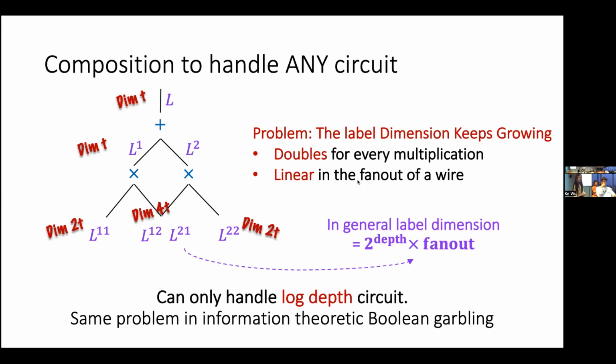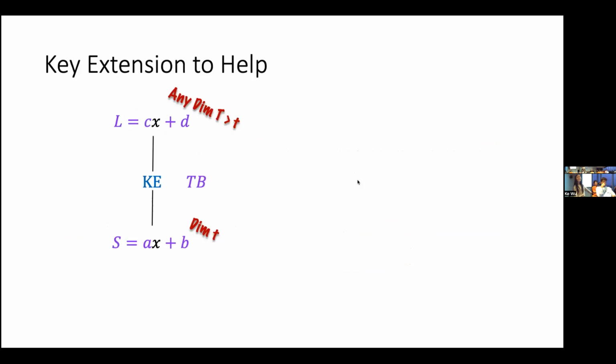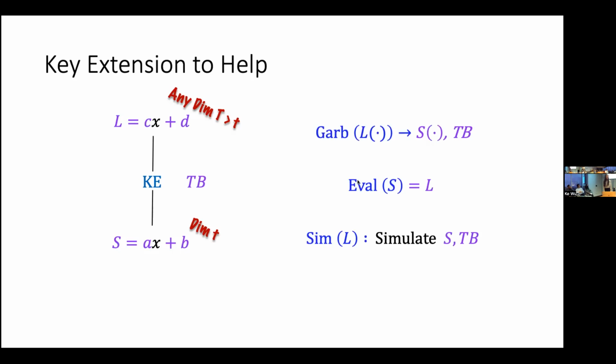So how can I get around this problem? Well, if the label length is a problem, let's try to extend it, right? So I need a gadget called key extension. All it does is implement an identity gate. And magically, the input label has dimension t, but the output label is going to be 3 dimension, much larger. And this means designing these algorithms, the garble, the eval, and the simulation.